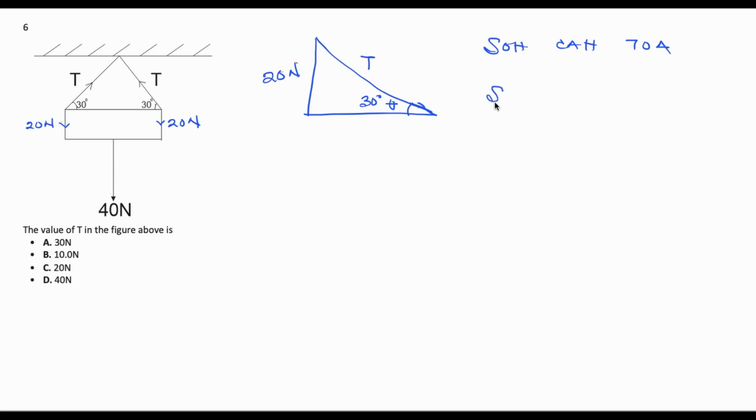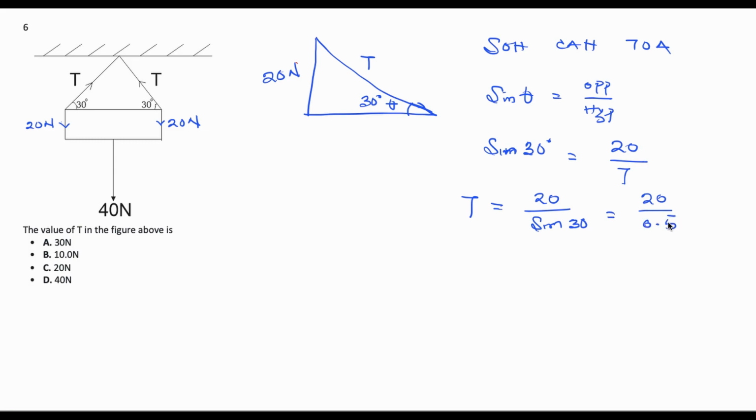Now, which of these relationships relates the opposite over the hypotenuse? That's sine. So sine theta is equal to the opposite over the hypotenuse. That means sine 30 degrees, because our theta here is 30 degrees, is equal to, the opposite is 20 newtons, and our hypotenuse is T. If we make T the subject of the formula, all we have to do is cross multiply, and we have that T is equal to 20 divided by sine 30. Now we know that sine 30 is equal to 0.5, so this is 20 divided by 0.5. So T is equal to 40 newtons, and our answer here is D.